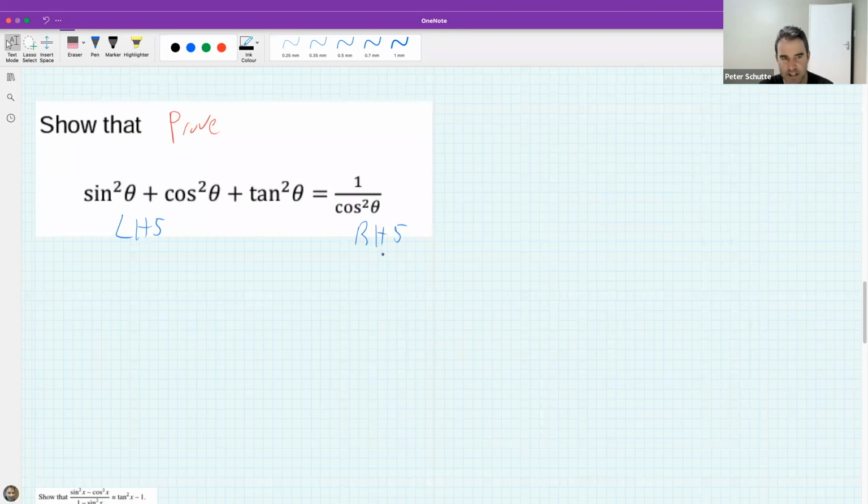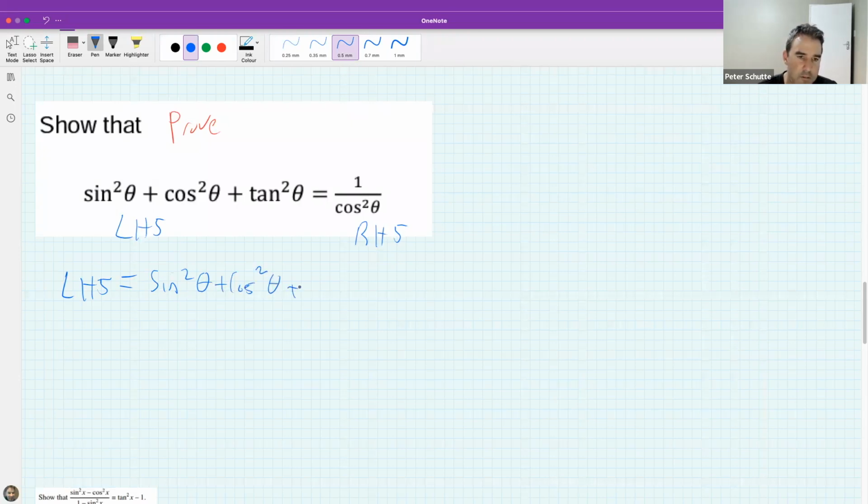I definitely think it's the left-hand side. Yes. So what I do is I write left-hand side equals, and I write sine squared theta plus cos squared theta plus tan squared theta. And all I'm going to do is work with the left-hand side now. So life has got a little bit easier. What is the first thing I can do to make this a little bit simpler?